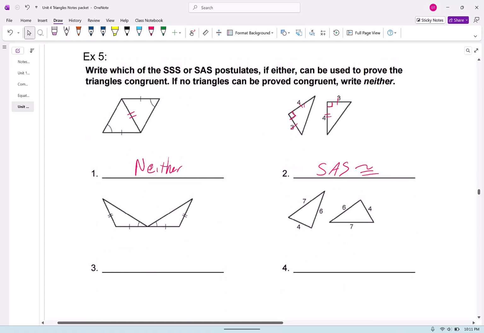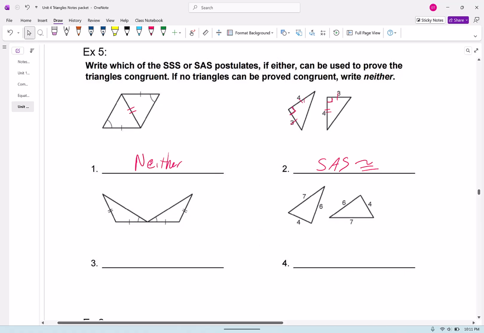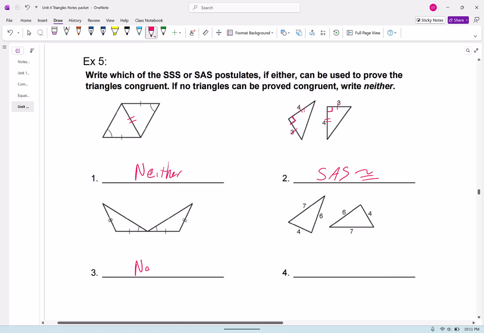All right, if I take a look over here again, I got 2 sides and an angle, but the angle is not included. And so I'm not able to prove anything else with certainty without any given information. So it's going to be neither. All right, I see that I got 6 and 6, 4 and 4, and 7 and 7. And therefore, I got 3 sides that are the same. So this is going to be a side, side, side triangle.